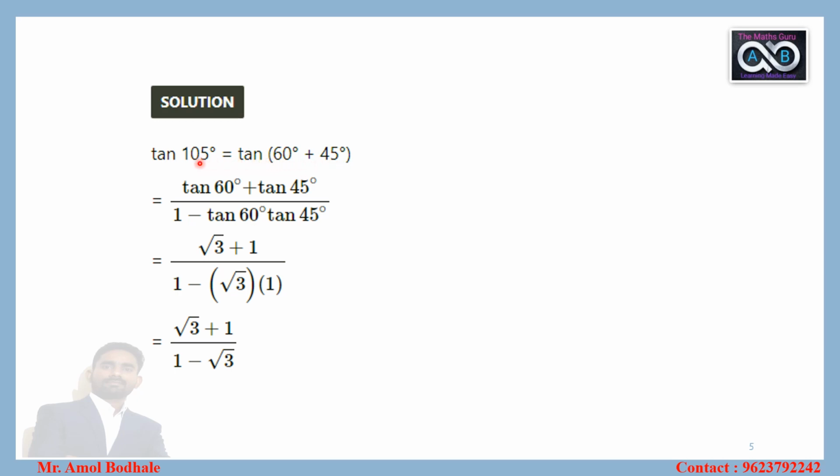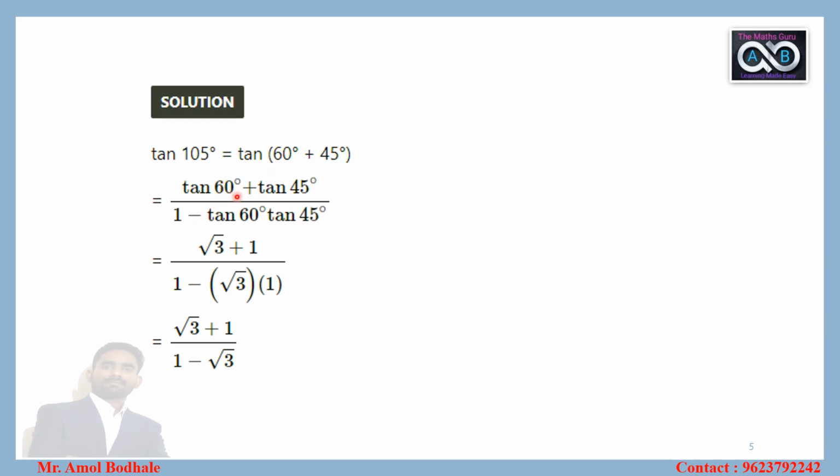Now, if we write 105 as 60 plus 45 degree, then we have the formula for tan of A plus B. What is the formula for tan of A plus B? Yes, that is tan A plus tan B upon 1 minus tan A into tan B. So here, what are A and B? A is 60 and B is 45. And remember, for the expansion of tan, if here it is plus, then the numerator is plus, and the denominator is minus.